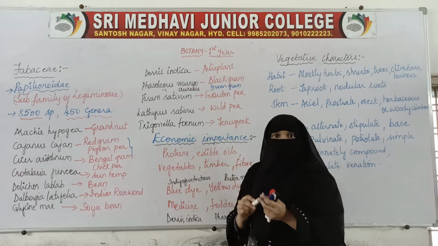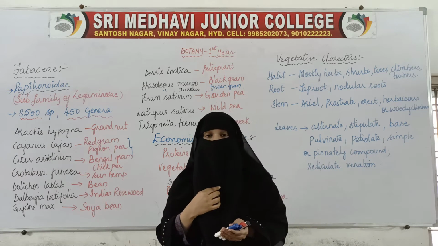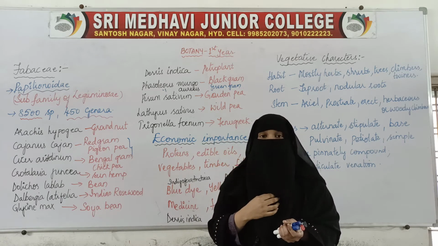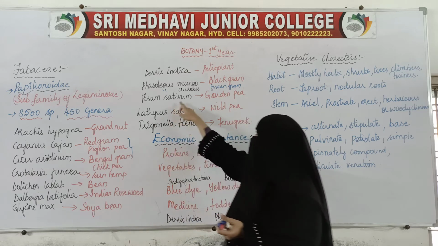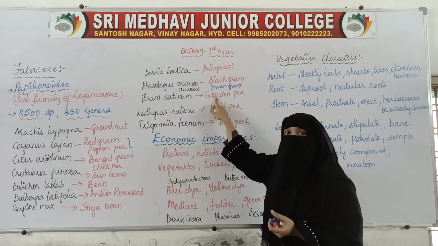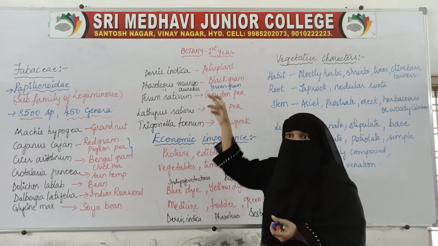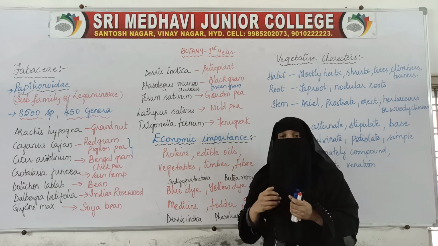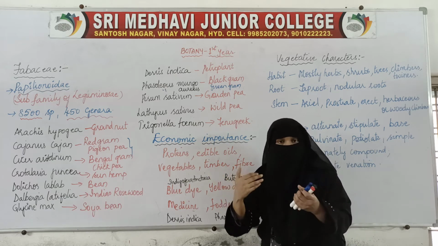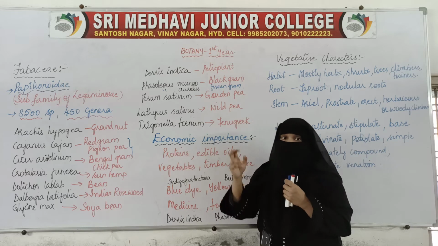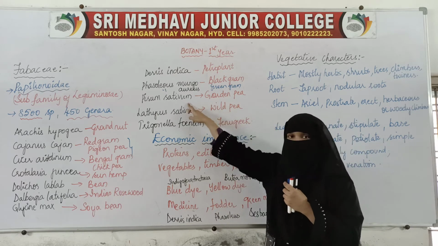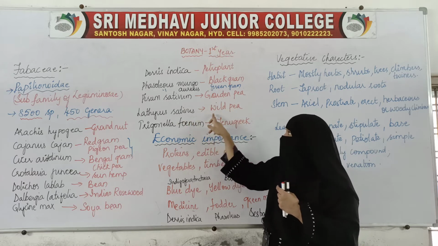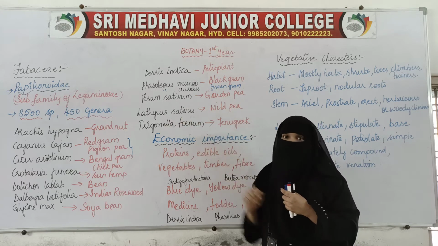Then Pisum sativum. We have already heard this name when we were studying the principles of genetics. Mendel conducted his experiment on the pea plant. The common name of Pisum sativum is garden pea, which we grow in our gardens. And there is a different name for the wild pea, which grows in the jungle. That is Lathyrus sativus.